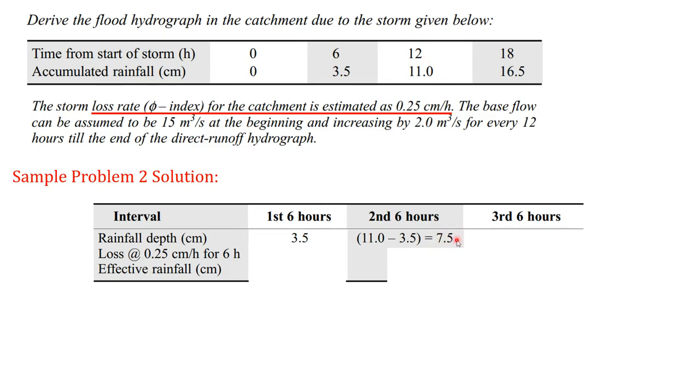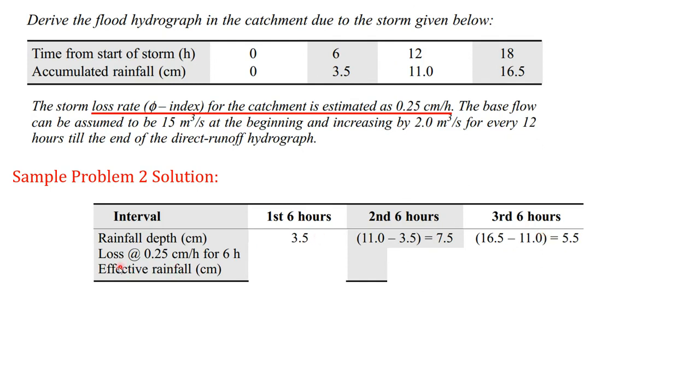Next, for the third 6 hours, so that is 18. So that would be 16.5 minus yung sum ng dalawa, that would be 11 after the 12-hour mark. So 16.5 minus 11, that is 5.5. So meron na tayong rainfall depth for the first 6 hours, for the second 6 hours, and the third 6 hours.